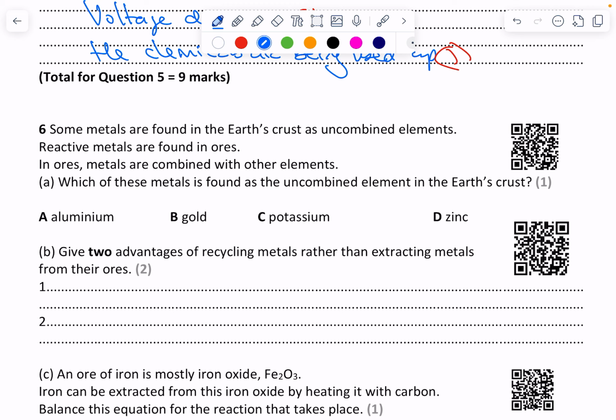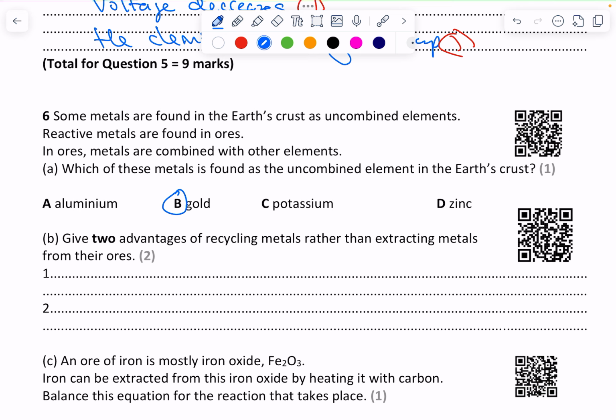Okay, so for metals to be found in the Earth's crust uncombined, this must mean they are unreactive. And the metal in this list, which is the least reactive of the metals, is gold. So that will be found as gold on the Earth's surface. Give two advantages of recycling rather than extracting.